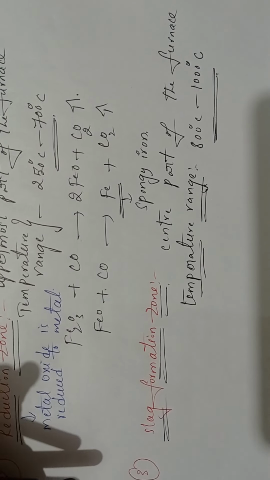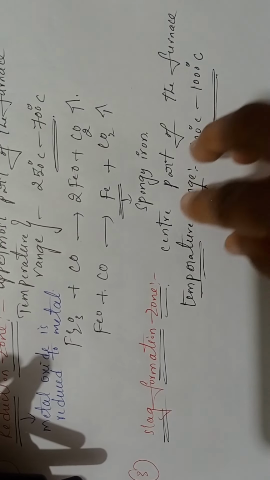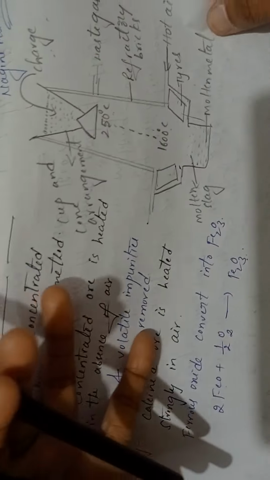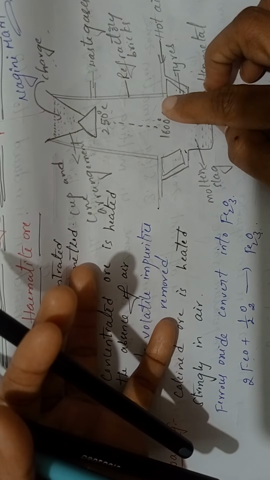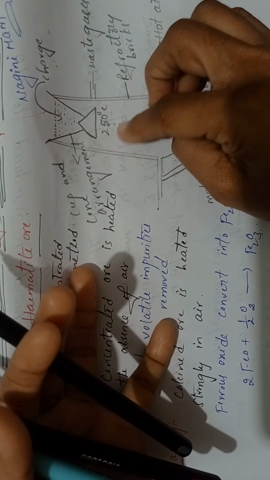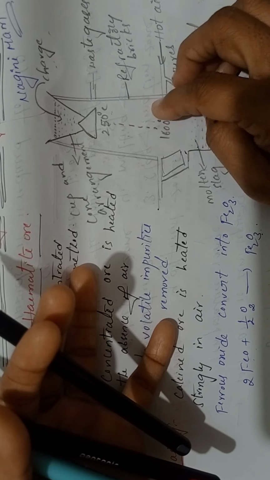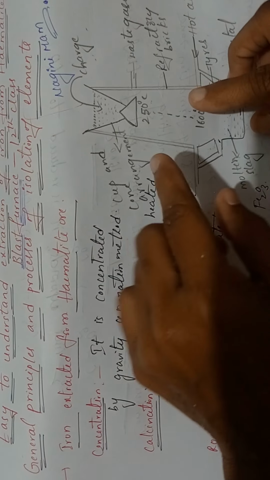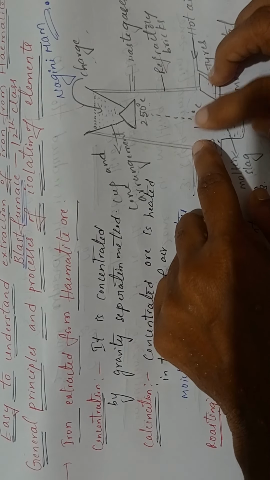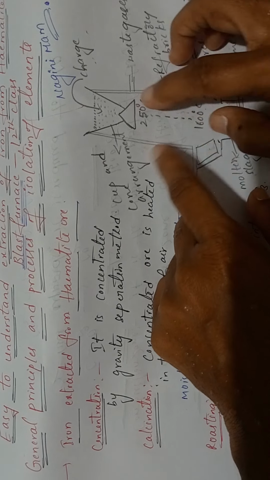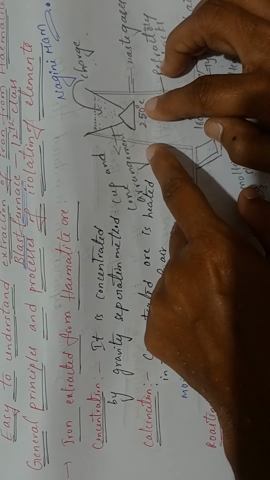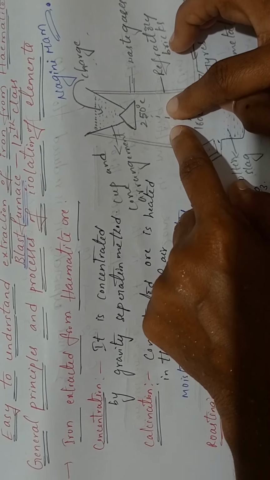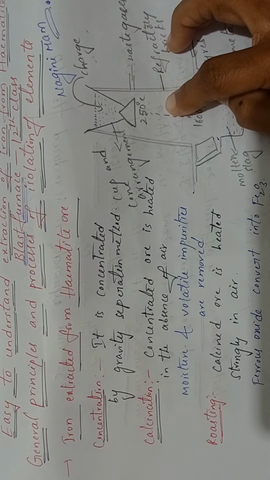So here, the slag formation zone. What is the slag formation zone? It is the center part of the furnace, students. See here in the diagram, this is the combustion zone, this is the reduction zone. The lowest part of the furnace is called the combustion zone. The uppermost part of the furnace is the reduction zone. The center part is called the slag formation zone. Are you clear? This is the center part.